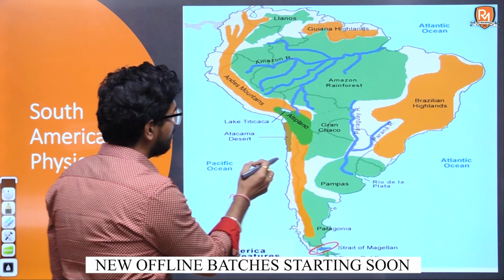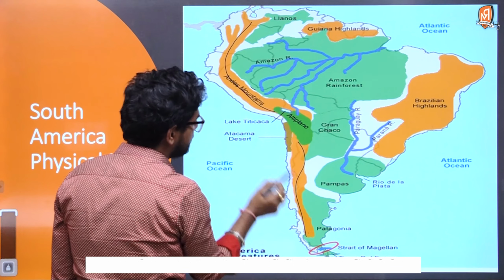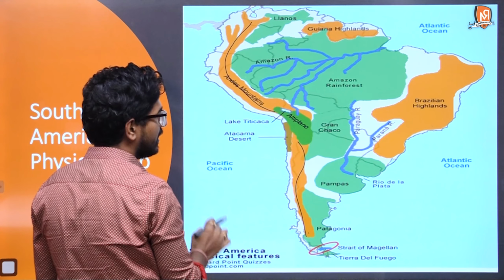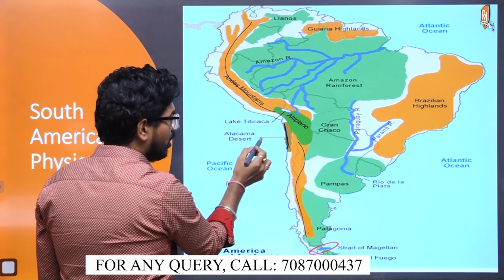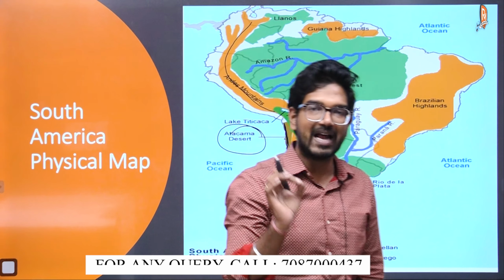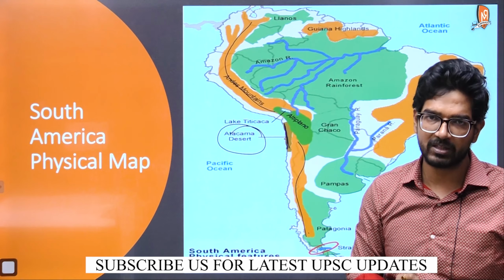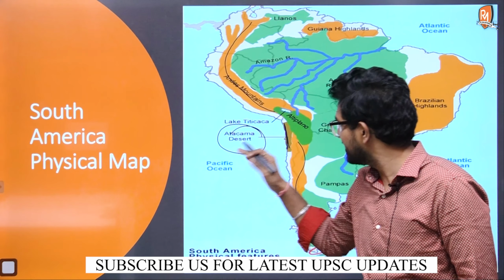If we talk about physical map, this complete mountain chain is known as Andes. Which mountains? Andes. This is your Atacama desert, one of the driest deserts of the world. Here the rainfall is less than 10 centimeters in a year. So that's why it is one of the driest deserts.